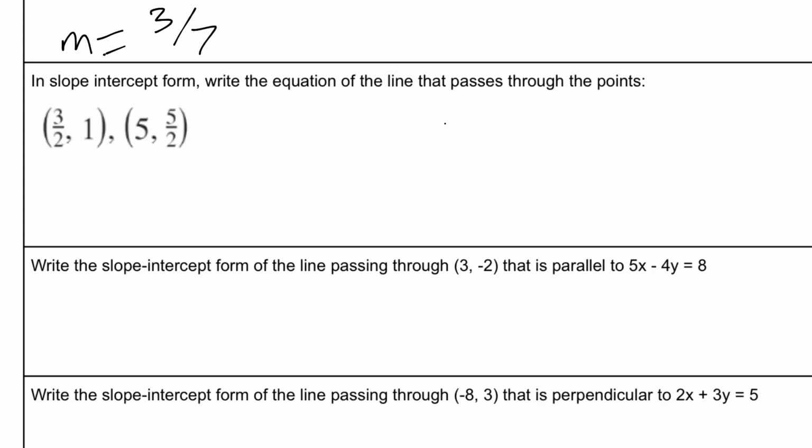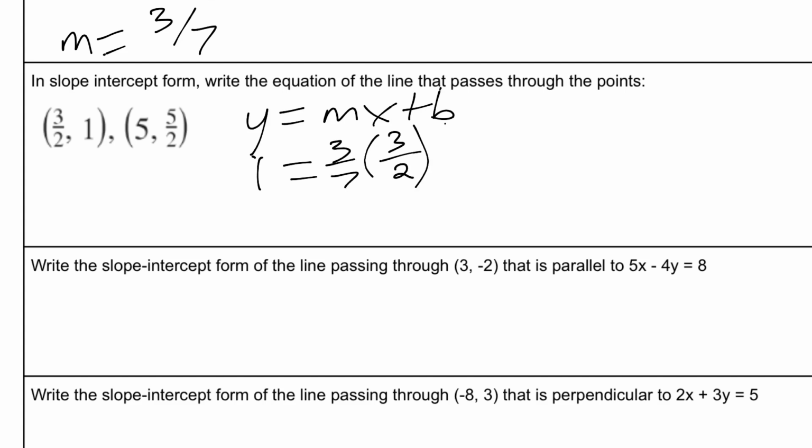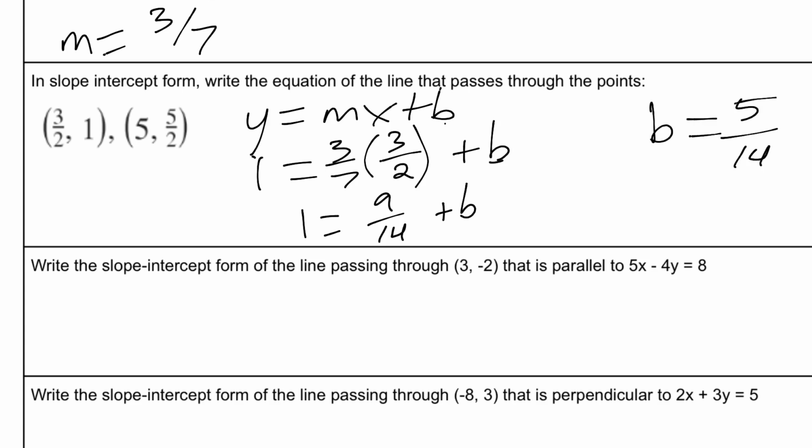The next thing I'll do is I'll pick out a single point and I'll plug in what I know. So if we think of this formula, I'm going to plug in 1 for y, 3/7 for m, and 3/2 for x, and then I can solve for my b value. If I multiply 3/7 times 3/2, I get 9/14. If I take 1 minus 9/14, I get that b is equal to 5/14.